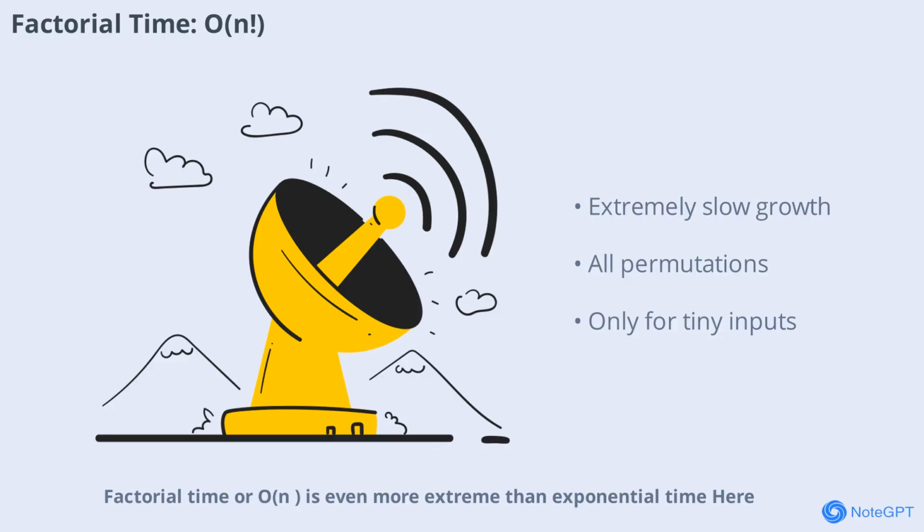Factorial time, or O(n!), is even more extreme than exponential time. Here, the number of operations grows as the factorial of the input size. This happens in algorithms that generate all possible permutations, like certain brute force solutions to puzzles. Factorial time is only feasible for very small inputs and is a clear sign that a more efficient approach is needed.